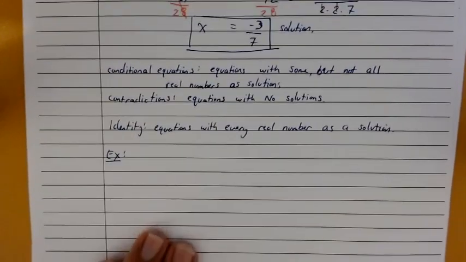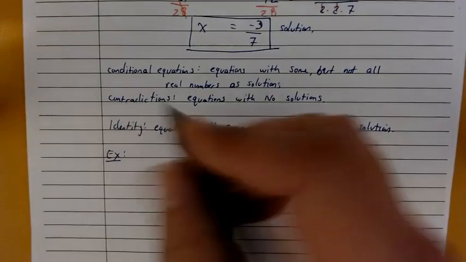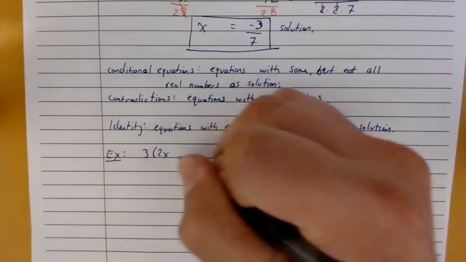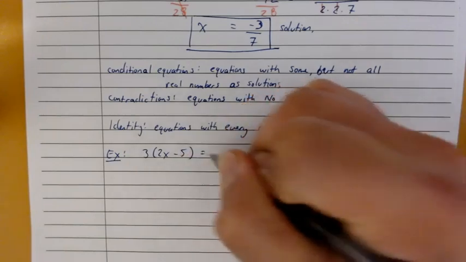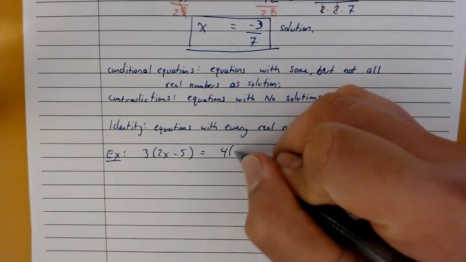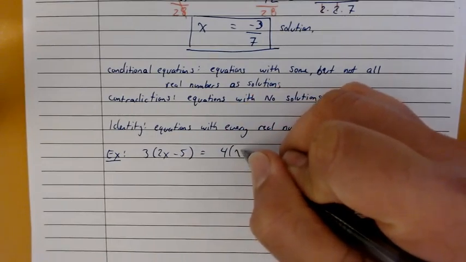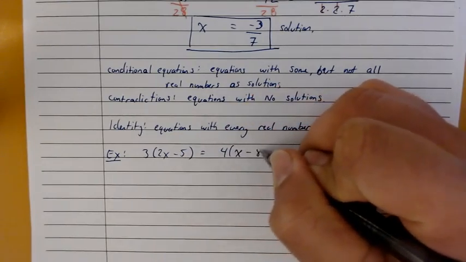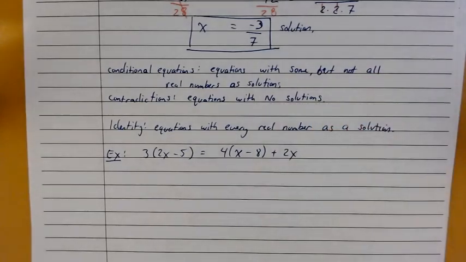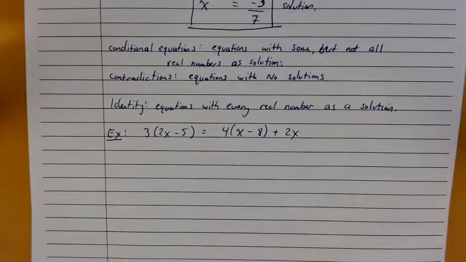Okay, but now let's take a look at an example of one of these other kinds of equations. Consider 3 times (2x minus 5) equals 4 times (x minus 8) plus 2x. Okay. So far this doesn't really look like anything different. It looks like the equations we've been doing.